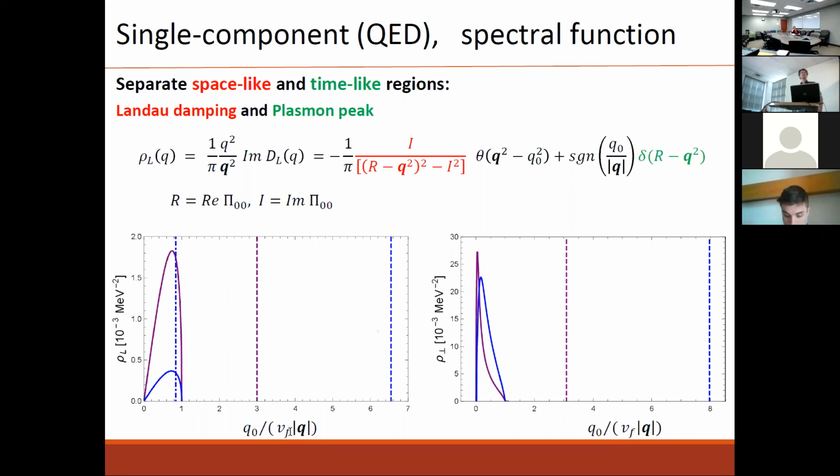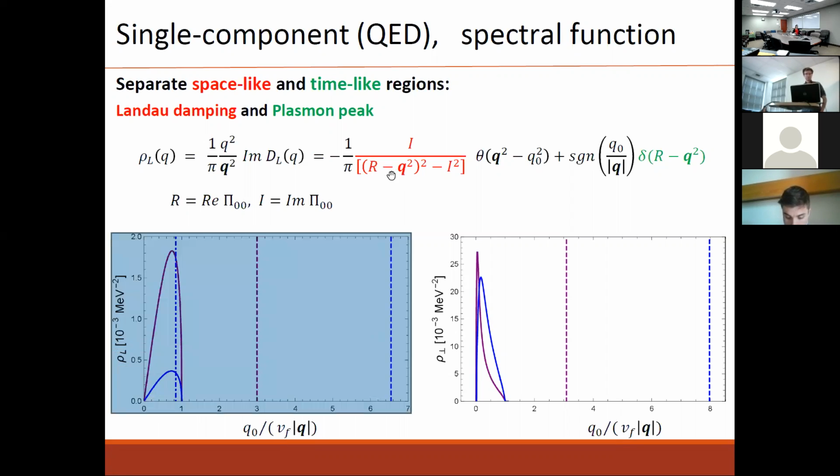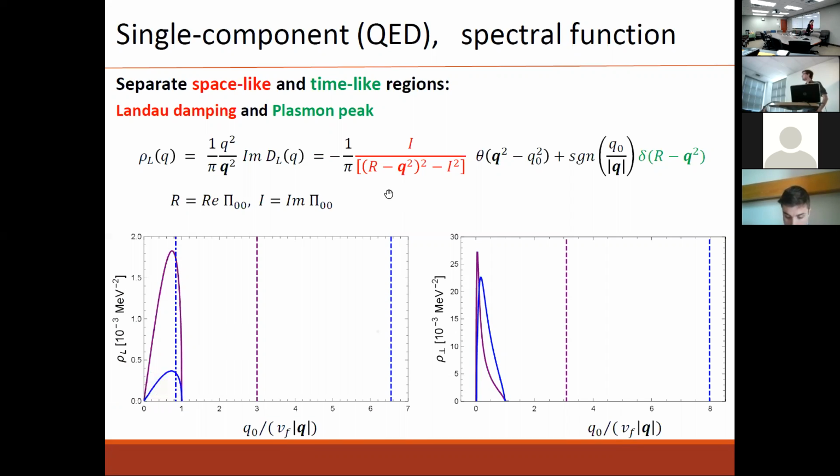So you can see this dot-dash line again here. That's really the spectrum of... So you talk about space-like and time-like regions. Can you define that? So space-like is the region where the free momentum Q is larger than the energy Q naught, and in the time-like region, Q naught is larger than Q.